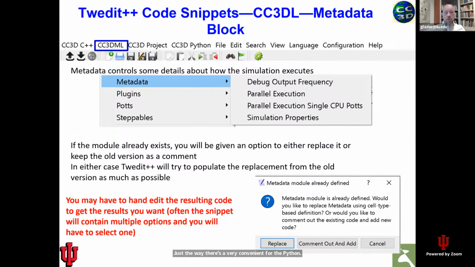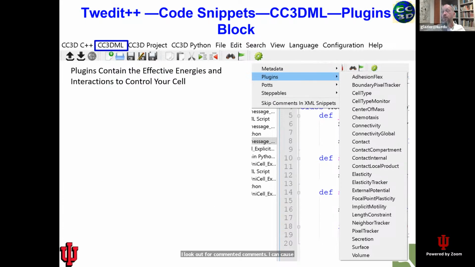If you're getting strange errors, especially system crashes, when you've edited XML, look out for commented comments. That can cause problems. If I open the plugins block in XML, in the CC3DML, I have a lot of plugin options: adhesion flex, boundary pixel tracker, cell type, and so on. It's worth walking through all of the code snippets, pasting them in one at a time, checking them out, and seeing what all the options are. They're really, really useful to have.